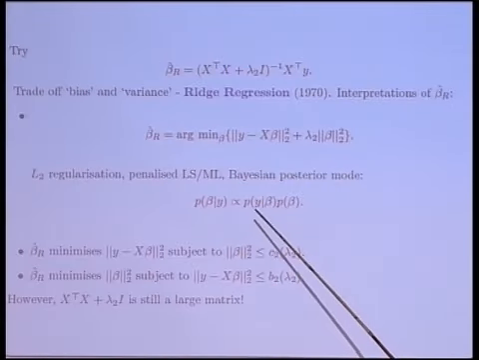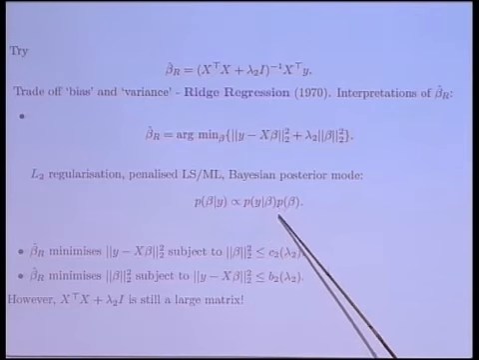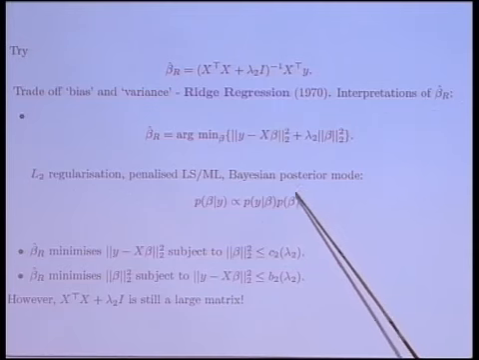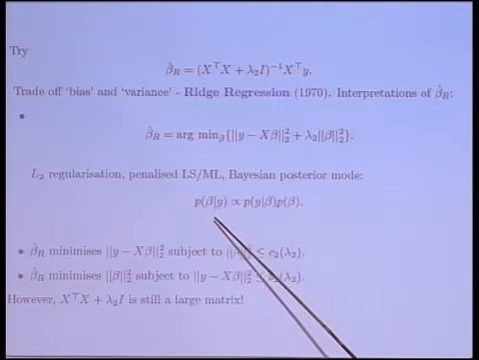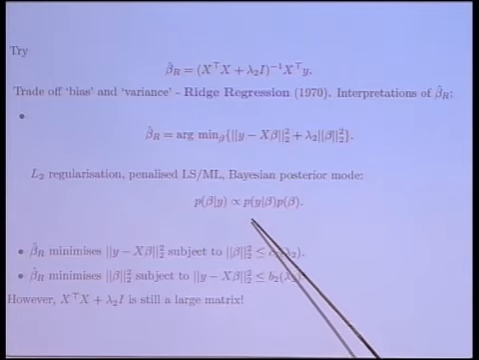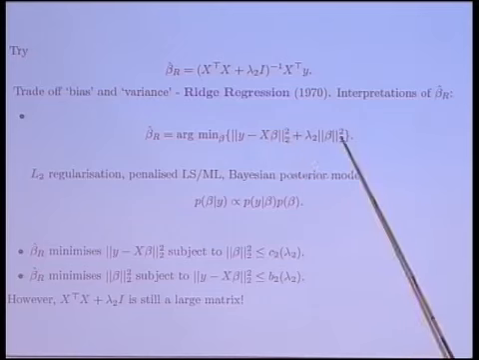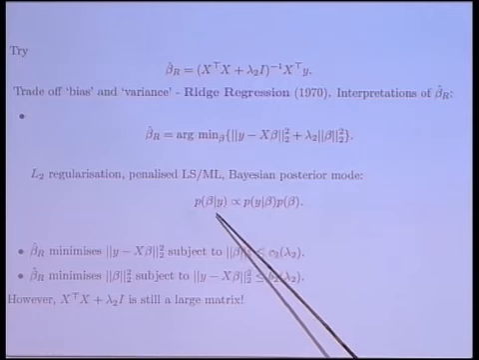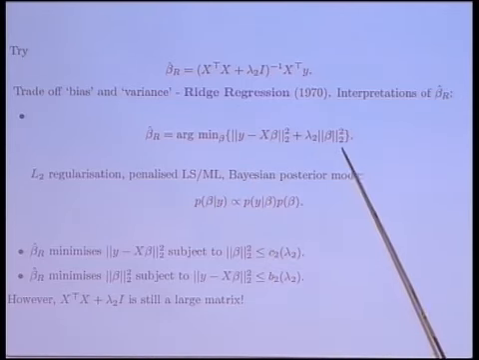Now this is our Gaussian distribution, and we put on our Gaussian distribution for beta. It turns out that the posterior density for beta is proportional to the exponential of something like this. And maximizing this is equivalent to minimizing that. So it does have a so-called Bayesian interpretation.